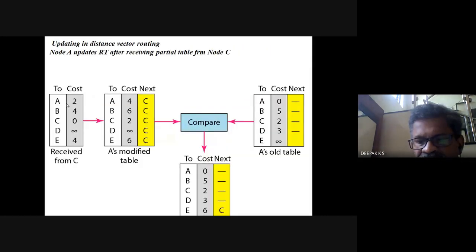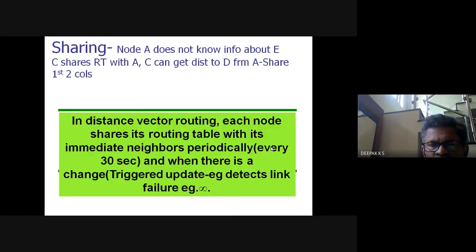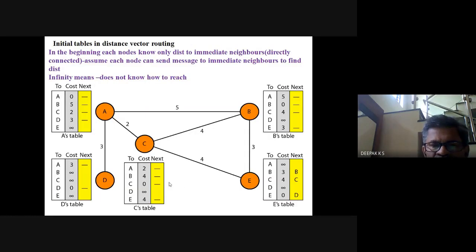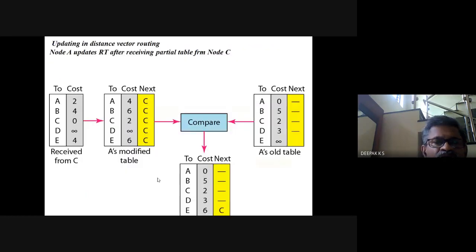So the next step is updating in distance vector routing. So this is A forming a new table. A has an old table. The old table is 0, 5, 2, 3, infinity. Now it is getting C's table, this one, so this is received from C. Now A will compare these two.